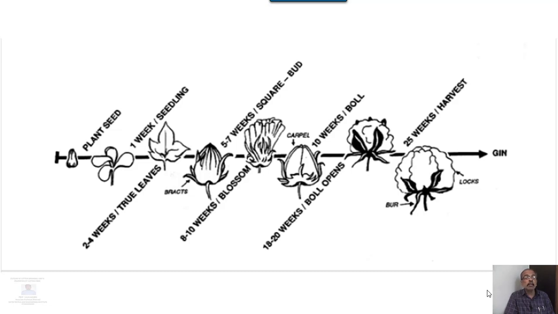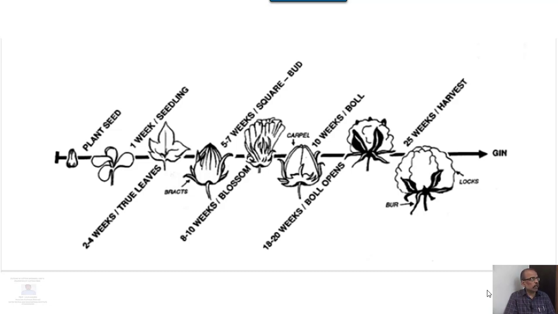So first the seed is sown, then at 1 week of seeding, 2 weeks of seeding, the flower will turn into a bud. Then after that bud has developed in a proper fashion, at 8 to 10 weeks, a green boll will be there. After 18 to 20 weeks, the boll will be flourishing.